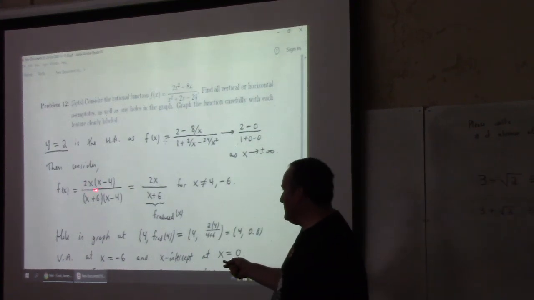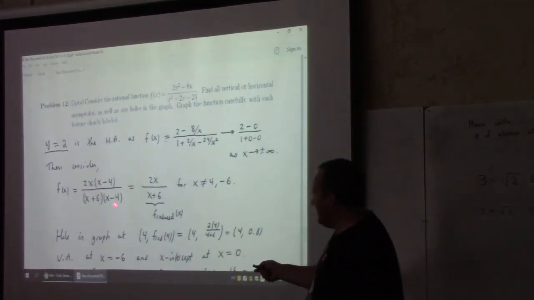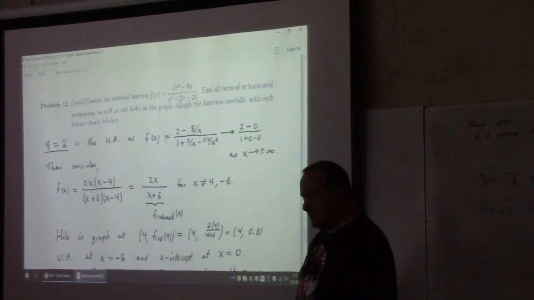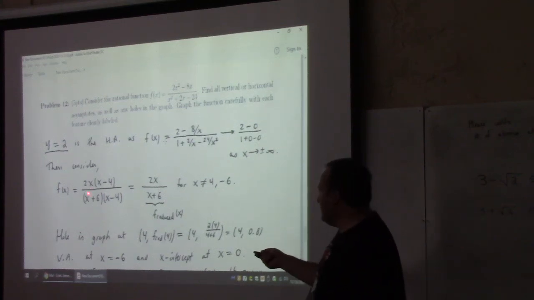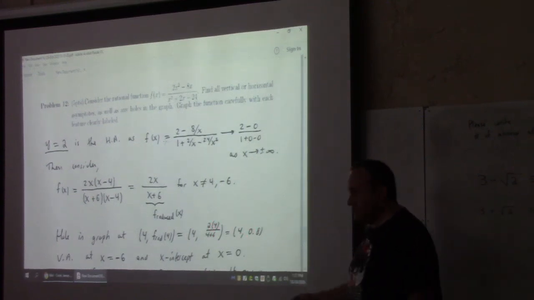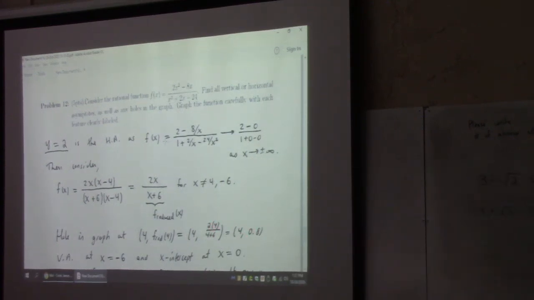So when you factor the numerator and the denominator, there's an x minus 4 which cancels out, which speaks to the fact that there's a hole at 4. And we get 2x over x plus 6 as the reduced function. The hole then is at 4 comma reduced function of 4, which ends up being 8 over 10. That's not about 0.8, it is 0.8.